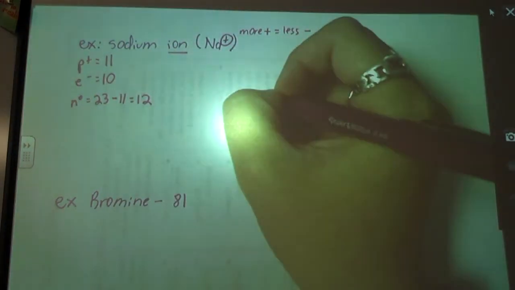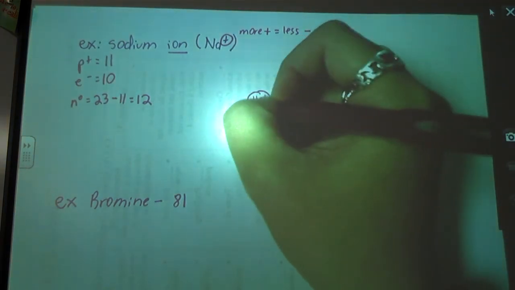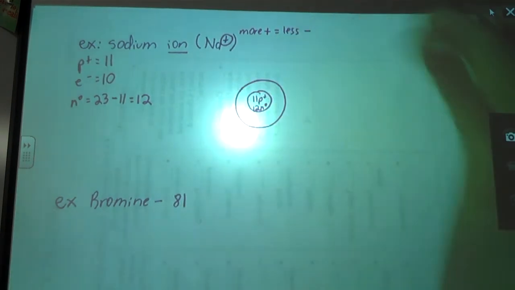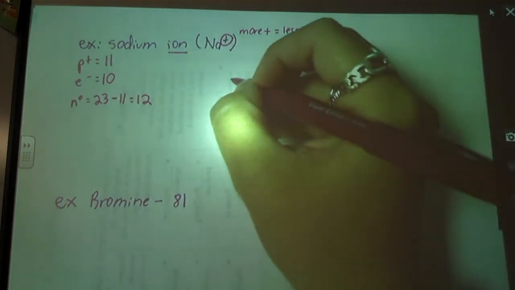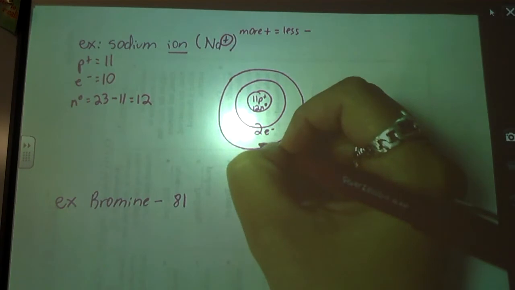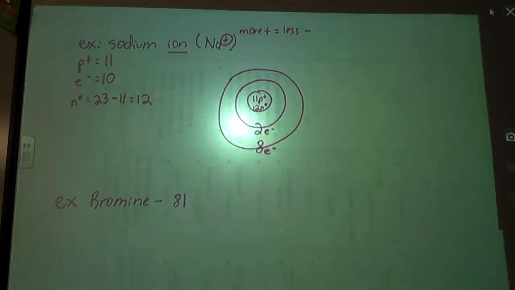Neutrons, let's see, 23 mass number minus 11 protons gives us a neutron number of 12. Here we go with the diagram. 11 protons, 12 neutrons, onwards with the ring. First ring can only hold 2 electrons, no more. We're going to 10. Second ring can hold 8 electrons, and 2 plus 8 is 10.